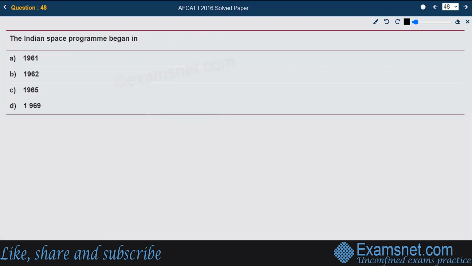Next, the Indian space program began in, and the right answer is 1960. Not 61. It began in 1962. That is the right answer. The Indian space program began in the year 1962, where ISRO was established, and then a lot of researchers were oriented, and then a lot of events were pursued and committed.